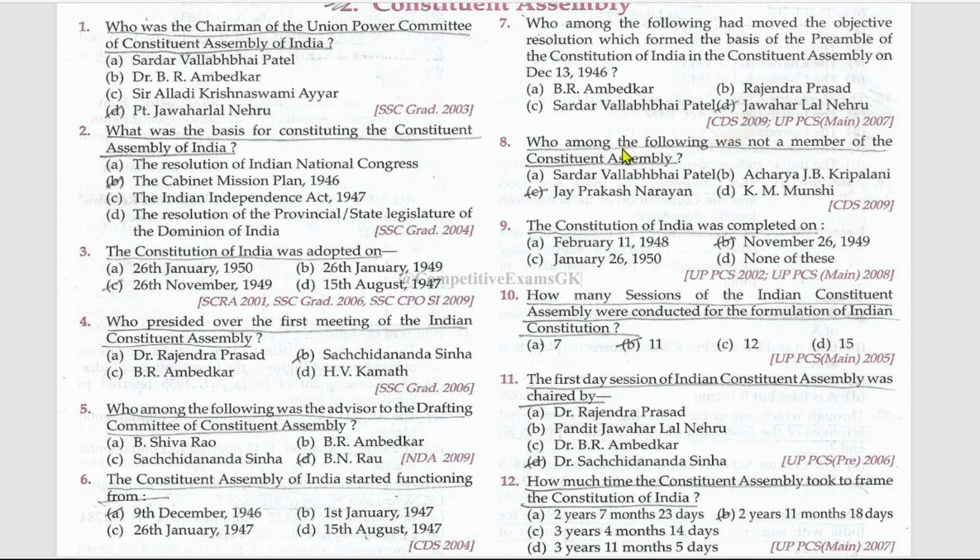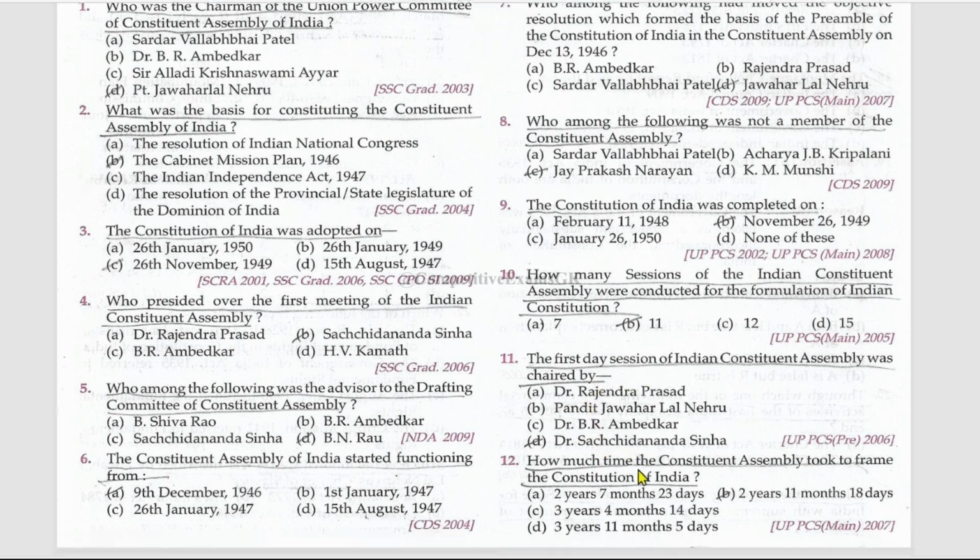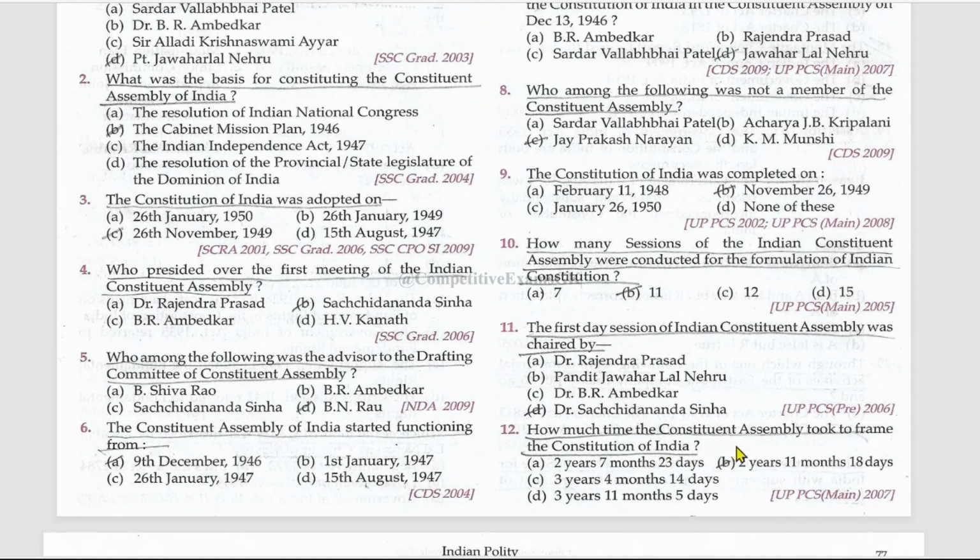Jawaharlal Nehru. Who among the following was not a member of the Constituent Assembly? Jayaprakash Narayan. The Constitution of India was completed on November 26, 1949. How many sessions of the Indian Constituent Assembly were conducted for the formulation of the Indian Constitution? 11. The first day session of the Indian Constituent Assembly was chaired by Dr. Sachchidananda Sinha. How much time did the Constituent Assembly take to frame the Constitution of India? 2 years, 11 months and 18 days.